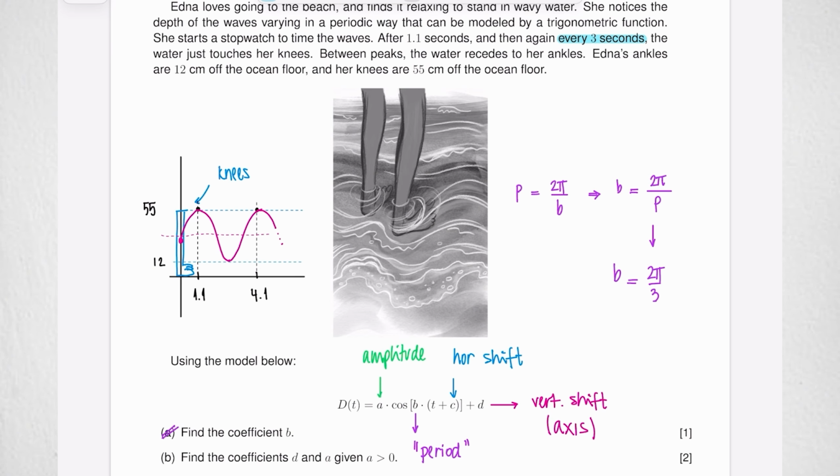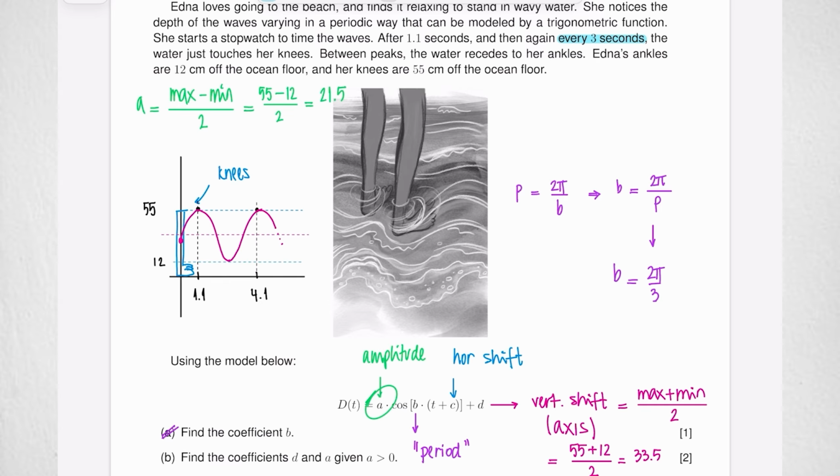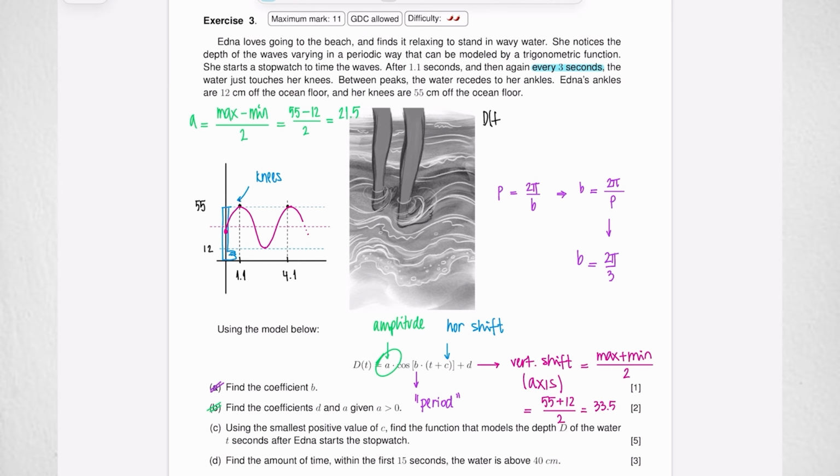In order to find this principal axis, which is the vertical shift, we do max plus min over 2, meaning max plus min height, which in this case gives us 33.5. And now the amplitude can be found by calculating max minus min over 2. And we know that a is positive. That piece of information was given by the exercise. So we have 55 minus 12 over 2, which is 21.5. So up to now, our model looks like this. D of t is equal to 21.5 cosine of (2 pi over 3)(t plus c), plus 33.5.